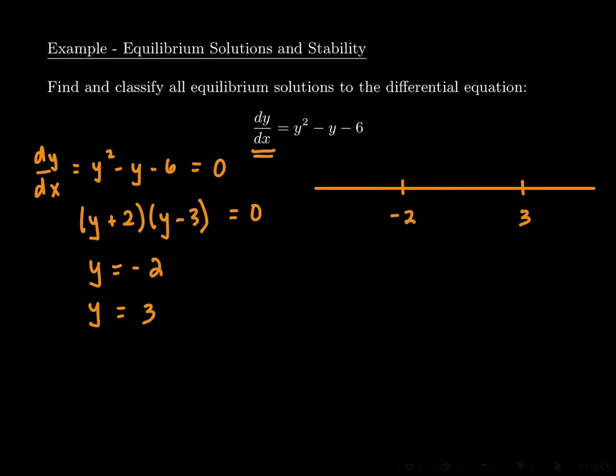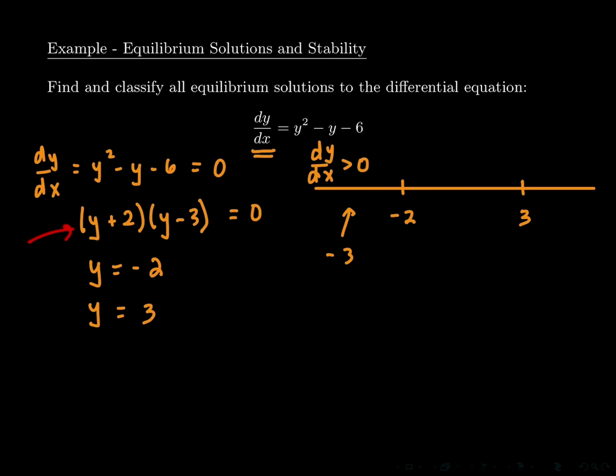So notice if I take some number less than negative 2, negative 3 for example, and we plug it in to the differential equation over here, it's easy to see that the first term would be negative and the second term would be negative, so a negative times a negative gives us a positive. So that means that the differential equation has a sign that is positive, so it's greater than 0.